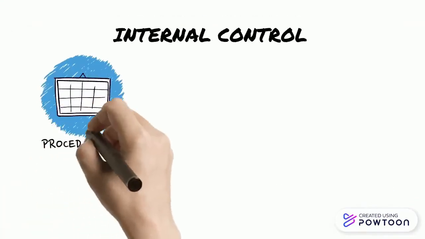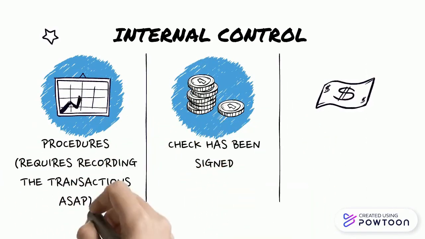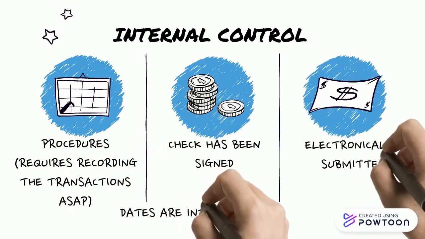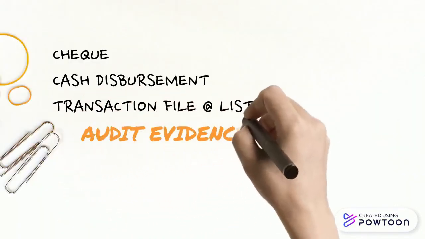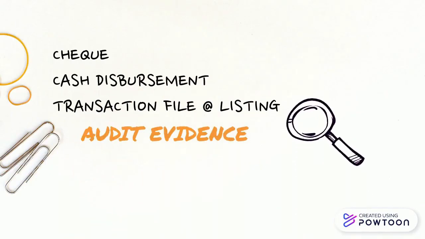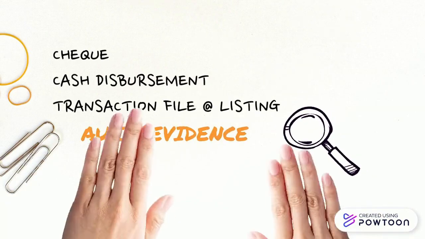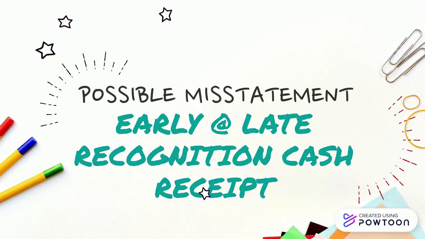For the internal control, the procedures require recording of transactions as soon as possible after the check has been signed or electronically submitted for bank processing. Of course, dates are internally verified. Moving on to audit evidence, which are check and cash disbursement transaction file or listing. Lastly, the possible misstatement is early or late recognition of cash disbursement.